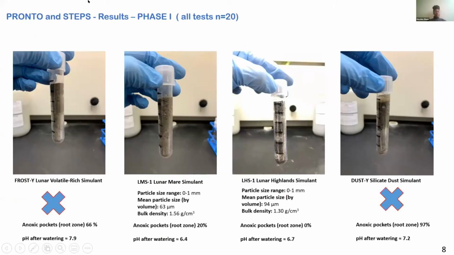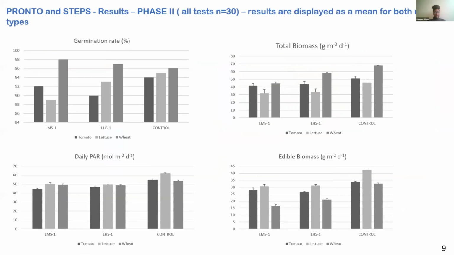Here you can see our step 1 and the results of that. We decided to not use frosty and dusty simulants because their anoxic pocket levels were too high, and we decided it wouldn't be great to grow the crops in them because of that reason. So we decided to go ahead and move forward with the lunar mare and the lunar highlands. And here you can see the results of that.